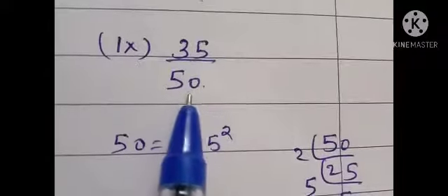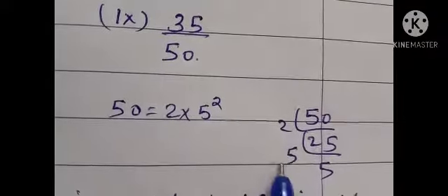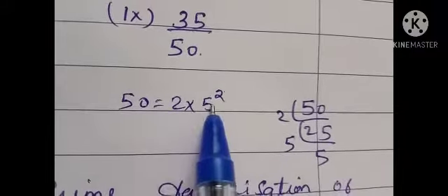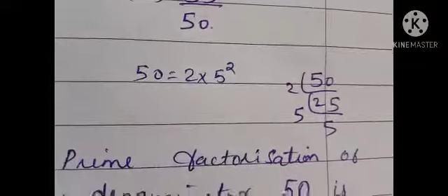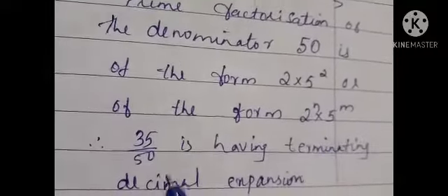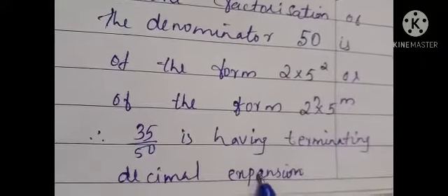Question 9. 35 by 50. So here we have to prime factorize 50. Then we will get it as 2 into 5 square. So it is of the form 2 raised to n into 5 raised to m. So 35 by 50 is having terminating decimal expansion.